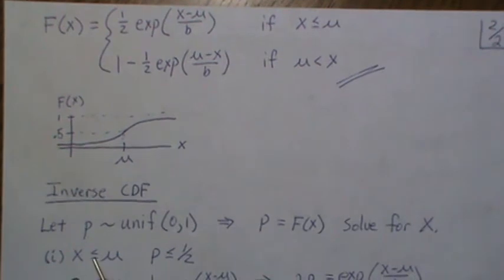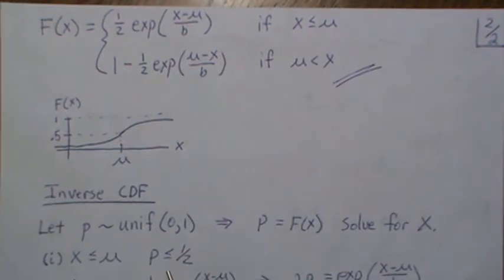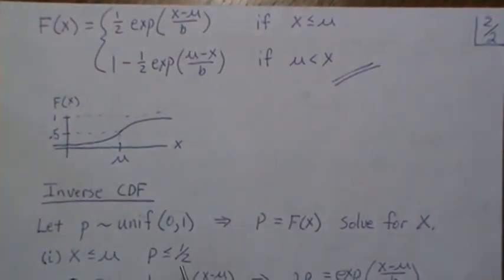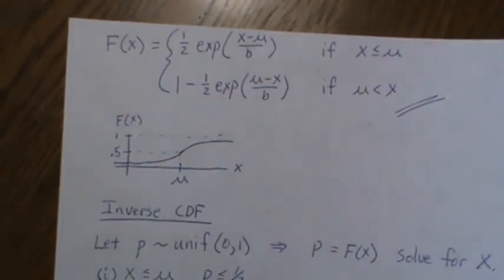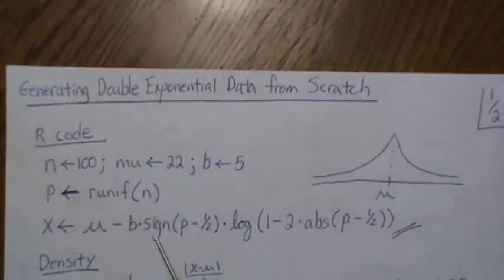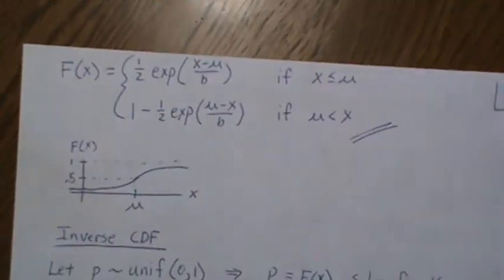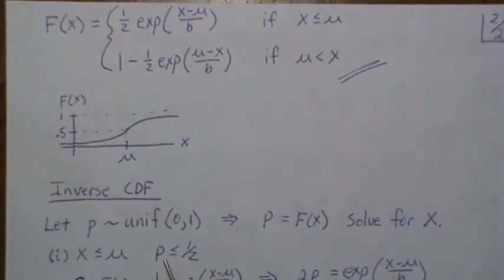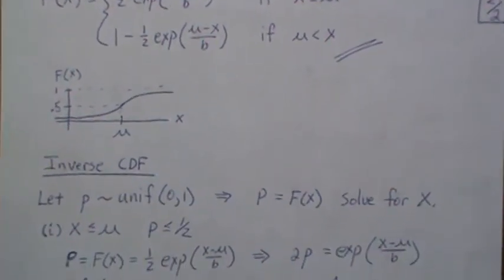So the first one is that x is less than mu, meaning that we randomly generated a p less than 1/2. And now to me, this is the tricky part, and I think it's so brilliant. Right now we're considering two pieces, but if we go back to the code, there are no if or else statements. It's just one line of code and it generates the data. So somehow, even though we're thinking about it in two cases, it all comes together. That's what I think is so cool about this derivation.